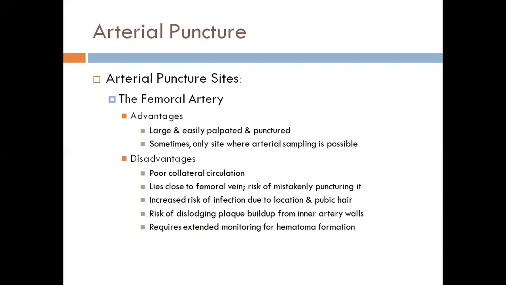This is what I told you earlier: other sites that we can use in case of infants, and in case of adults wherein you cannot find a radial, brachial, or femoral artery. That is your scalp and umbilical artery in case of infants, and your dorsalis pedis in case of adults. On those sites, phlebotomists are not allowed to collect blood. Even if you have training, you're not allowed to perform arterial puncture on those sites. That I've mentioned.